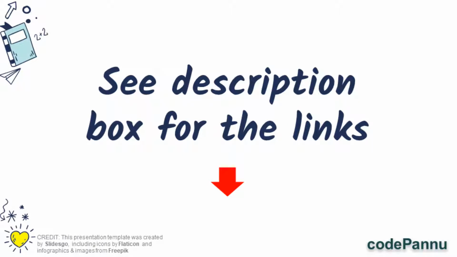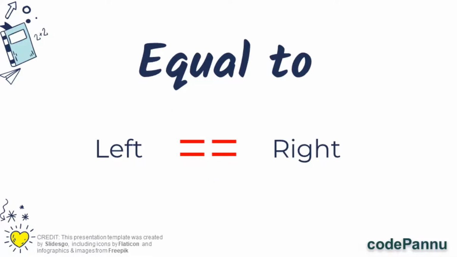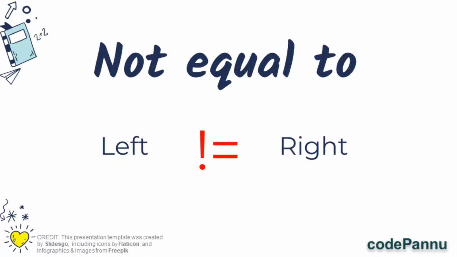So we have checked for equal to condition with numbers and strings. Let's learn about not equal to. To check this condition, we will use not equal to, which is an exclamation mark and an equal to sign without any space in between. Not equal to is the opposite of equal to, which is why it is called not equal to.